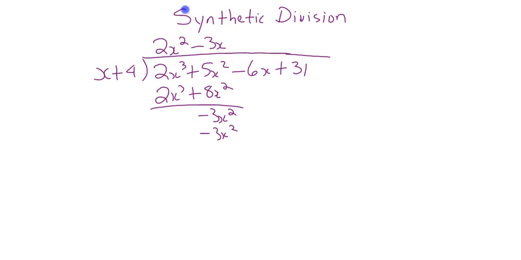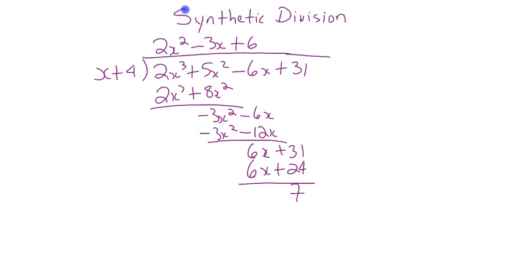And we multiply, oh, and I got to bring down, right? So bring down the 6x, and that gives me minus 12x. And we subtract, giving us positive 6x. Bring down the 31. 6 plus 6 gives me 6x plus 24. And we subtract, and we get a remainder of 7. Okay? So that's what we're looking at, right?